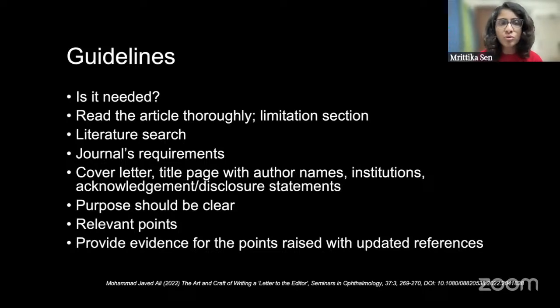But when you go through it again, especially the limitation section or the discussion, you may find that the authors might have addressed some of those. Do a good literature search, especially with updated references, before you start writing. Look up the journal's requirements, and I'll be coming to that again. You will have to include a cover letter, including a title page with the author's name, institution, acknowledgement, and disclosures. Your purpose should be clear.